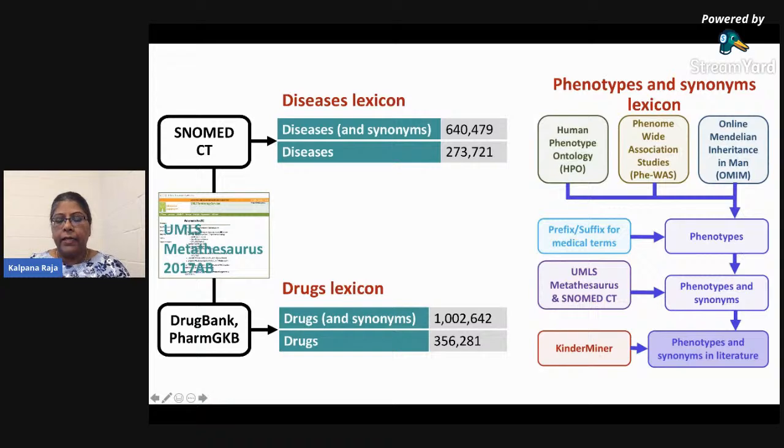Finally, I carried out a manual evaluation to remove the false positives, that are the wrong information on the phenotypes, which I got from the prefix and suffix step. So this finally gave me a list of phenotypes and synonyms. Finally, I applied one of our text mining tools called KinderMiner to find the phenotypes and the synonyms mentioned in the literature. So this is my phenotypes lexicon.